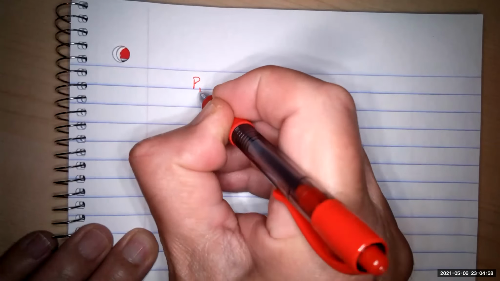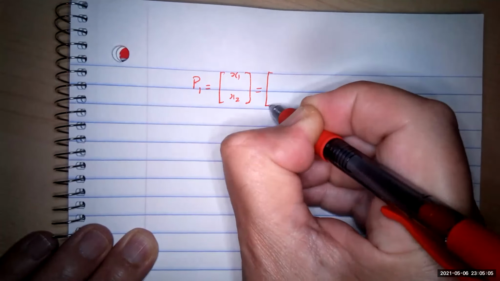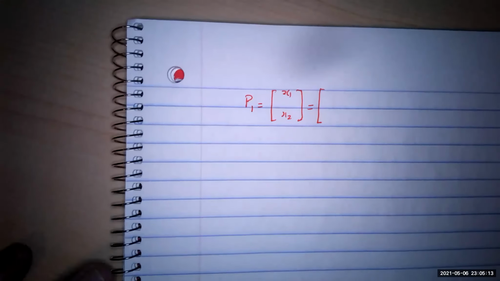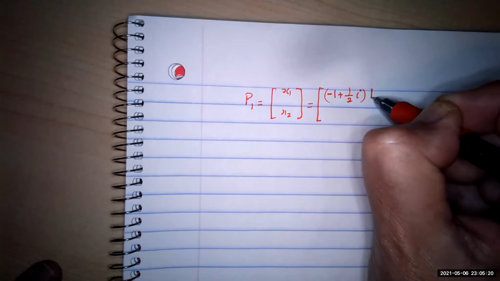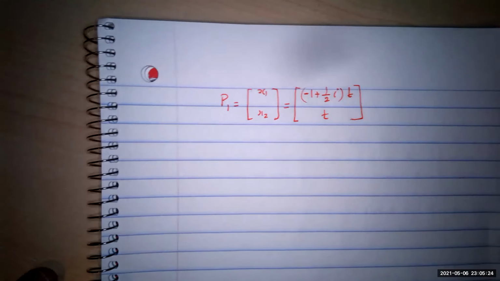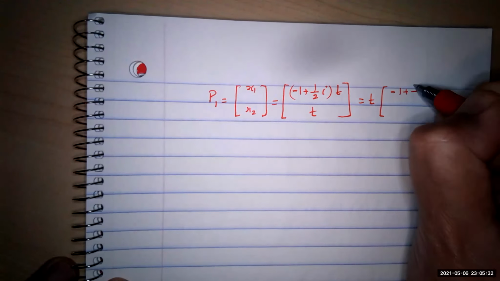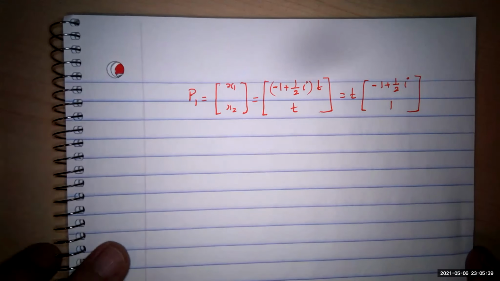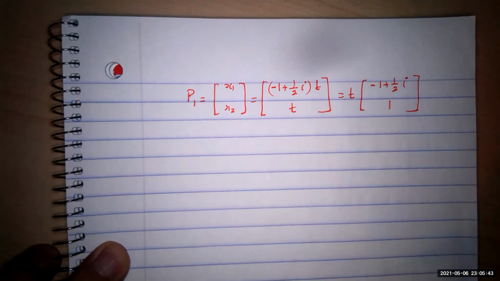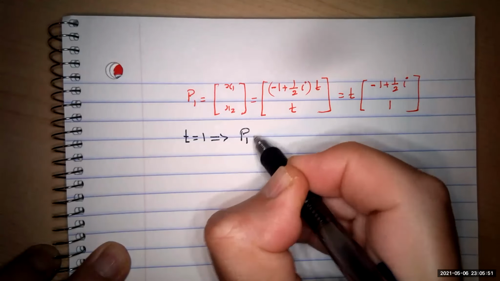So we have P1, which is equal to x1 and x2. So this is going to be equal to, what we did over here, x1 is -1 + 1/2 i, times t, and the other one is t. You can factor out the t. So it's going to be t times (-1 + 1/2 i, 1). Pick a t because we need one of them. If you pick t equal to 1, you are going to get your P1.